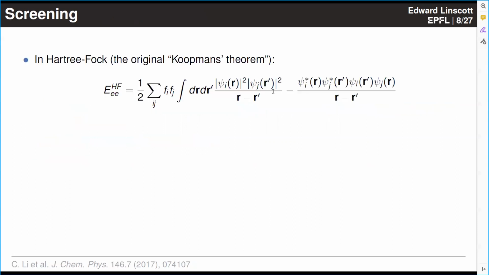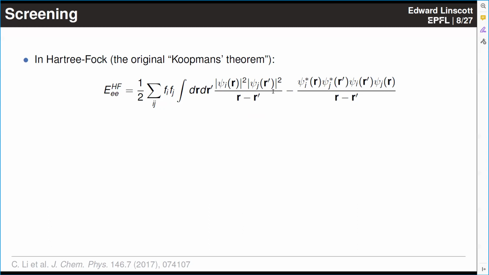And then finally, this last ingredient that we need to think about with these calculations is the screening that is present in these calculations. So we've got these alpha parameters. To try and demystify screening a little bit, I thought I'd first talk about Hartree-Fock.